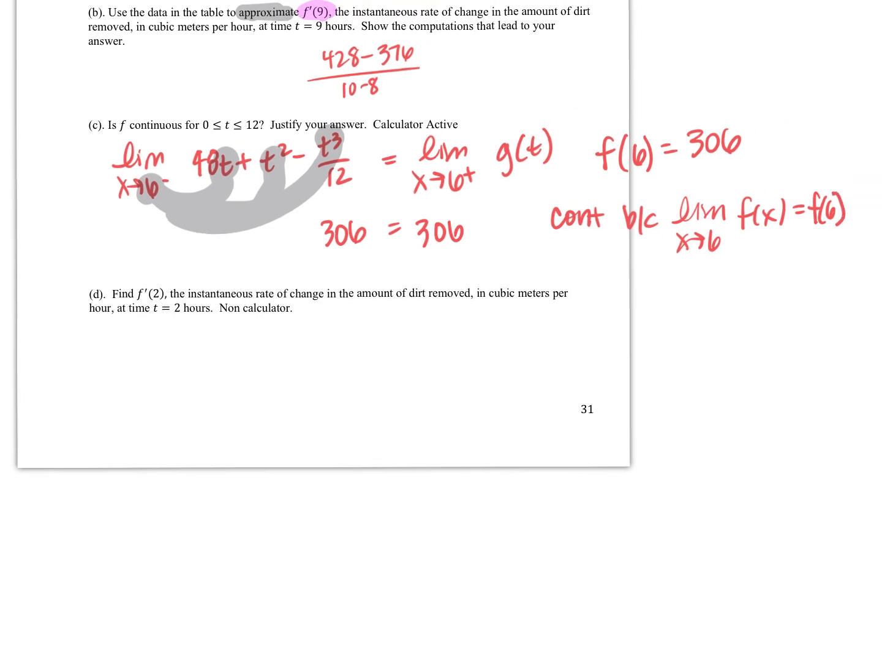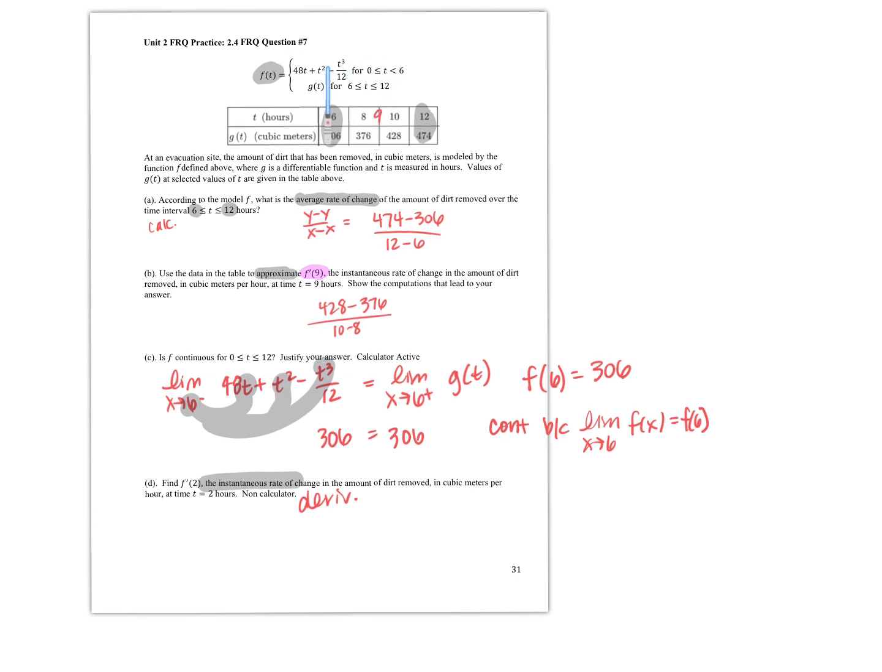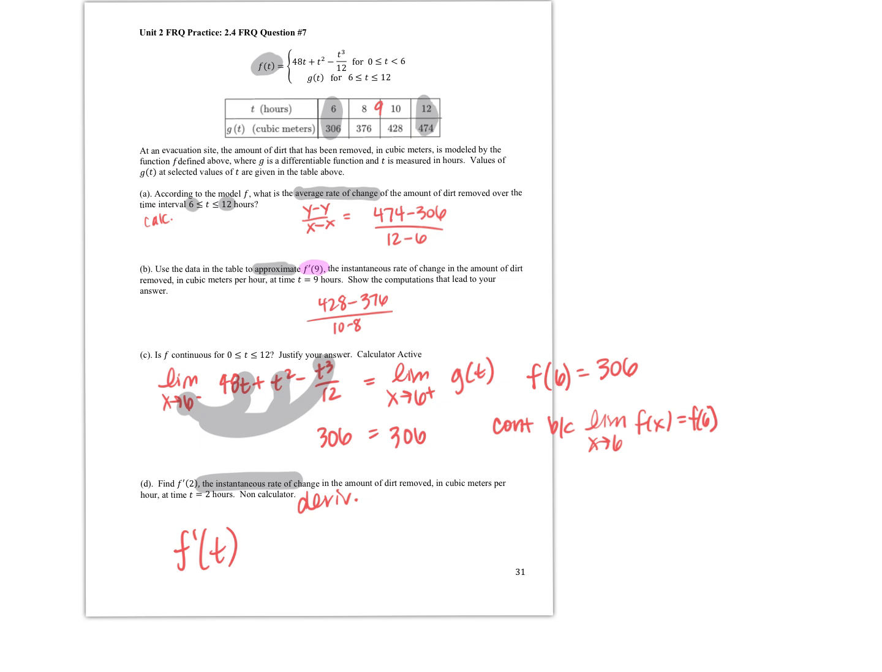Okay, find f prime of 2. F prime of 2 is that instantaneous rate of change. It's that slope at that moment. It's the derivative. This right here is the derivative at 2. We got to find f prime at 2. When x is 2 or t is 2, should I do the top one or the bottom one? Top one. Can we find f prime of t, and then we'll throw the 2 in later? Let's find f prime of t.